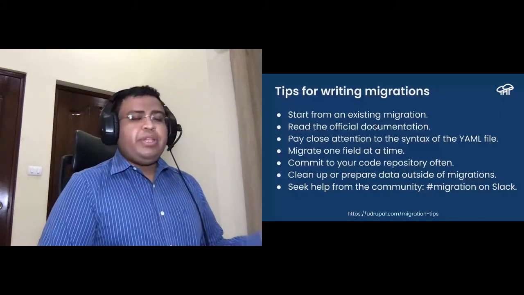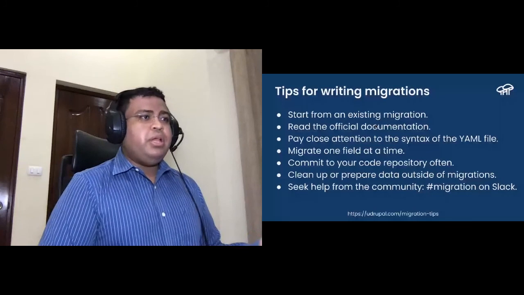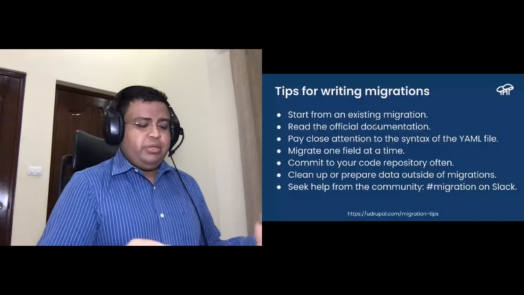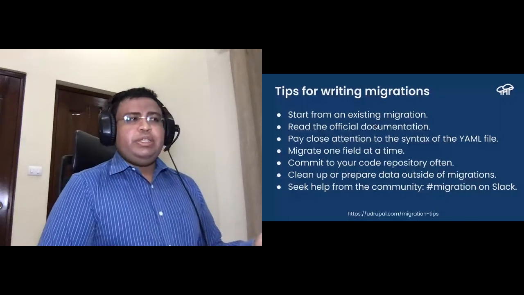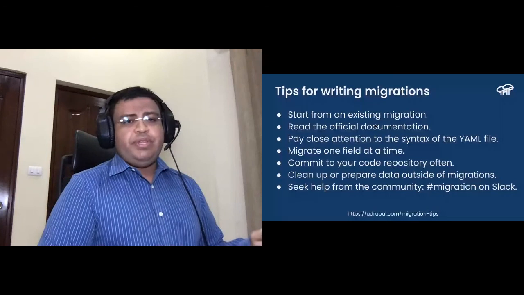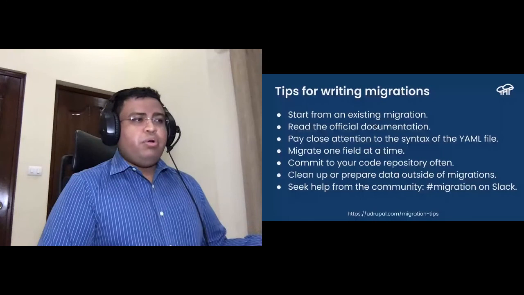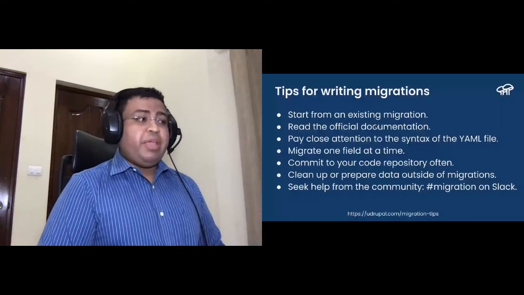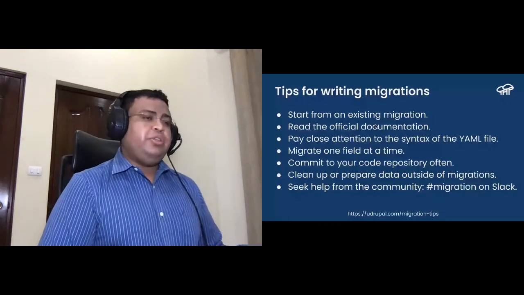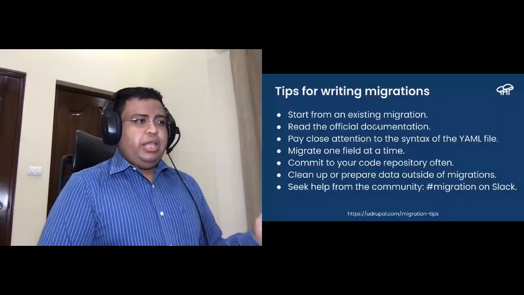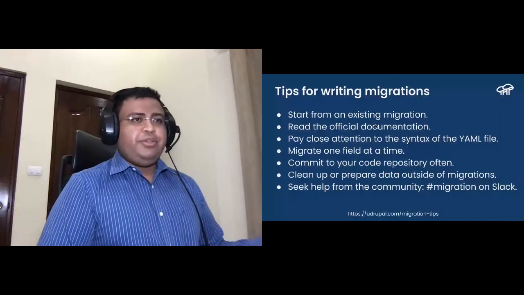In general, read the official documentation. In my humble opinion, the Migrate API is one of the best documented subsystems in Drupal as a whole. Pay close attention to the syntax of your YAML definition files. Even an extra space, or if you remove a space, or the indentation is wrong, the whole migration might fail. And that is a common source of frustration, and sometimes the errors that you get are not very descriptive. So make sure that when working with migrations, the white spaces and the syntax that you use in your YAML files are proper.